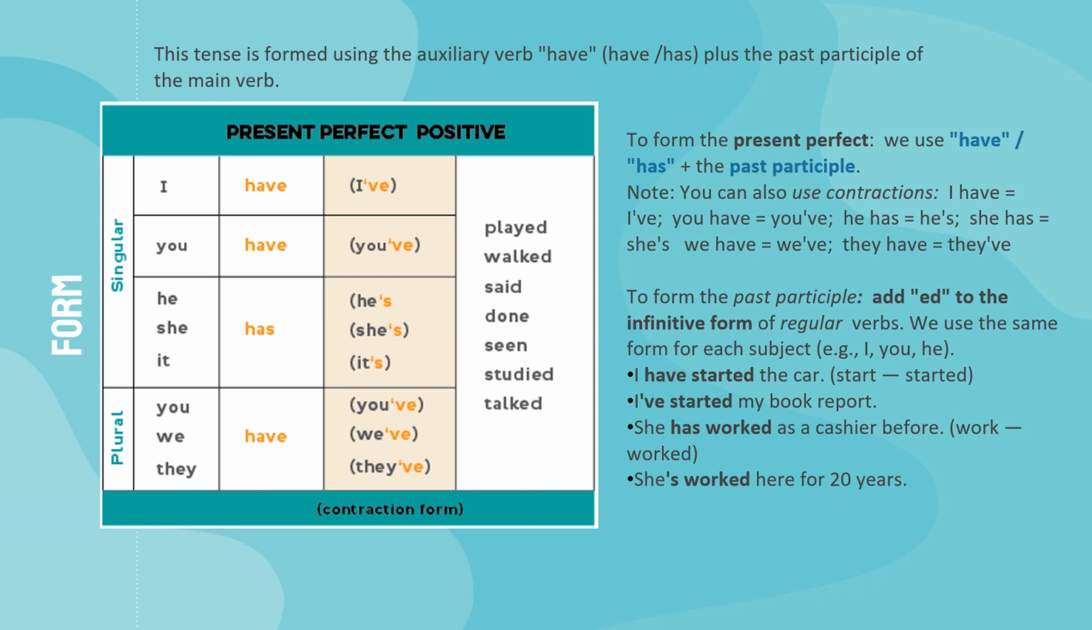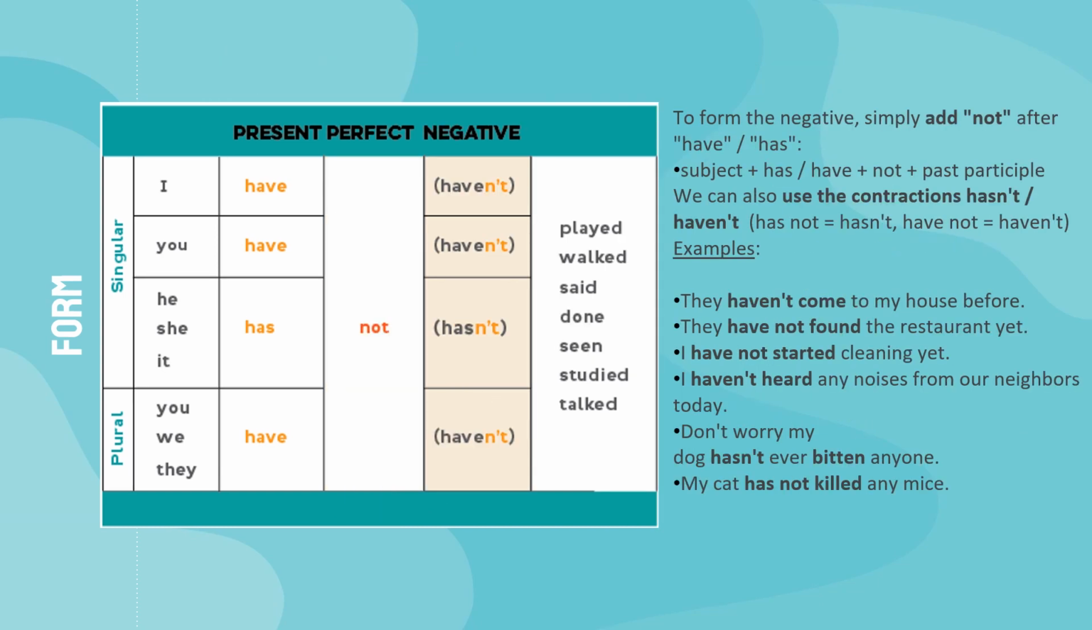To form the past participle, add ed. However, there are also irregular verbs that you can't add ed to. To form the negative, simply add not after have or has.